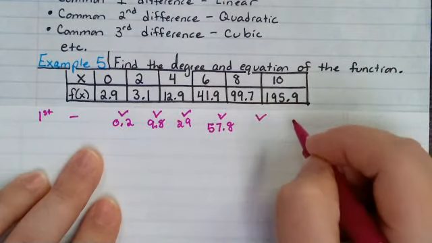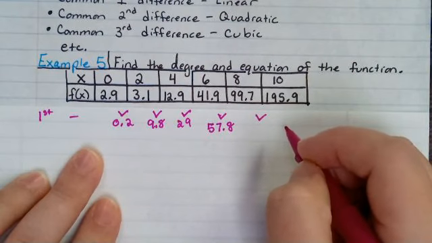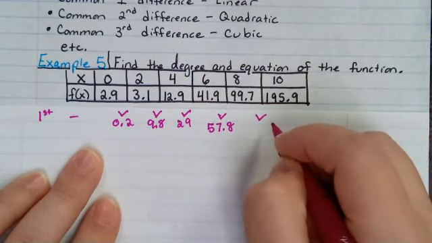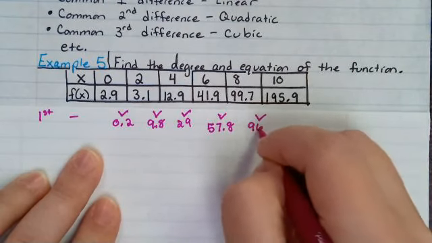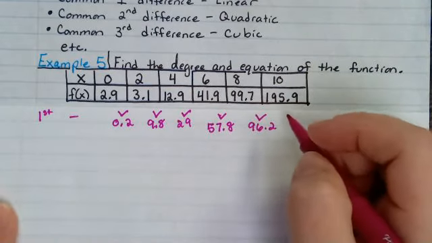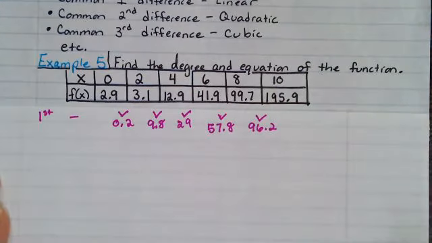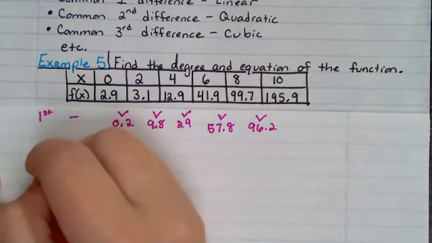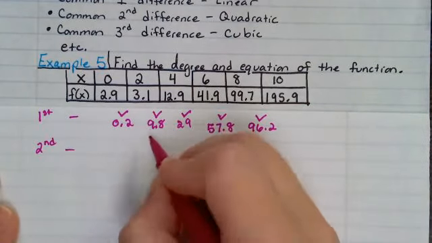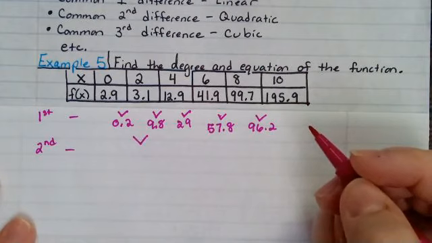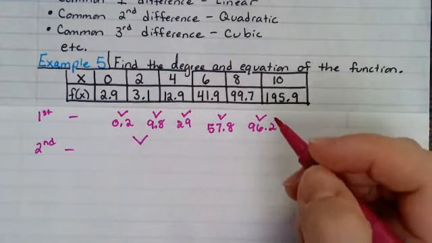57.8. Then over here, 195.9 minus 99.7, this is 96.2. So obviously it's not linear because the first difference was not the same. So then let's look at the second difference. That means I'm going to find the difference of the differences. And I know that sounds crazy, but that's what we do.